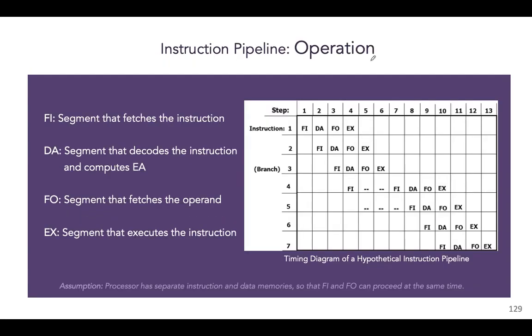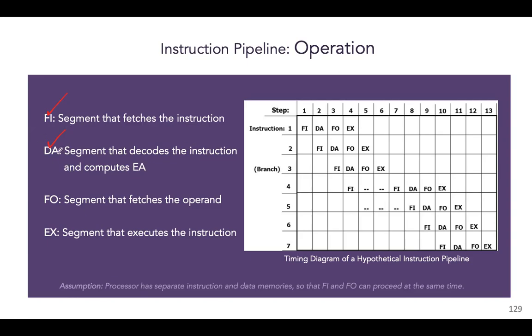Alright, now let's try to understand the operation of an instruction pipeline using a timing diagram. So this is a timing diagram for a hypothetical instruction pipeline, and this pipeline consists of 4 segments. Let's say that this is a 4-segment pipeline, and the 4 segments are FI, DA, FO, EX. FI is the segment that fetches the instruction. FI, fetch instruction. DA is decode and compute EA.